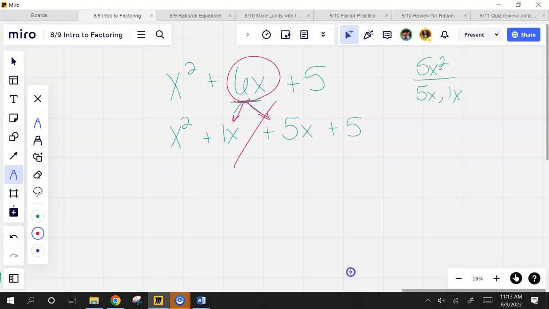All right, what can I take out of just the first two? X, right? Take X out, and what is left? Anybody confused? If you take an X away from both of them, then what's left is here. If you distributed, what's X times X? What's X times 1?